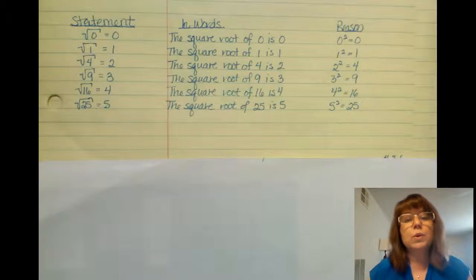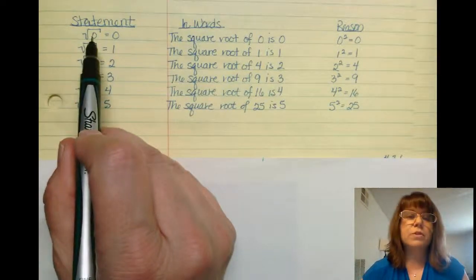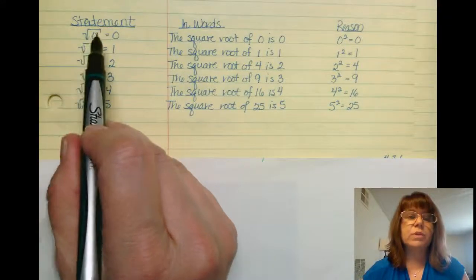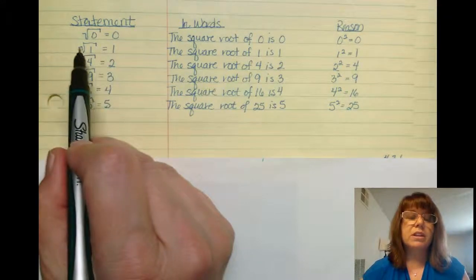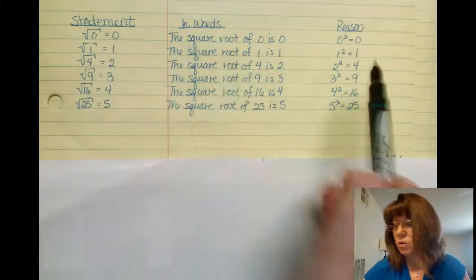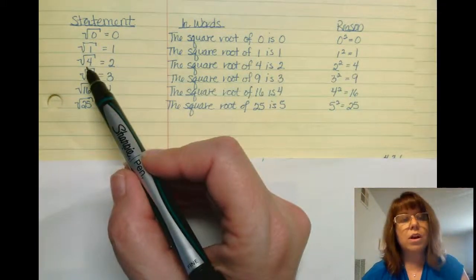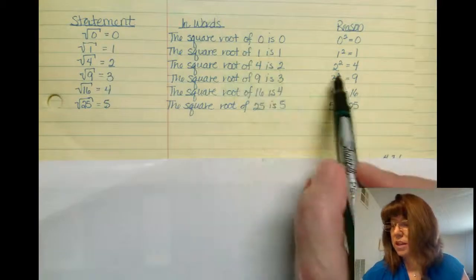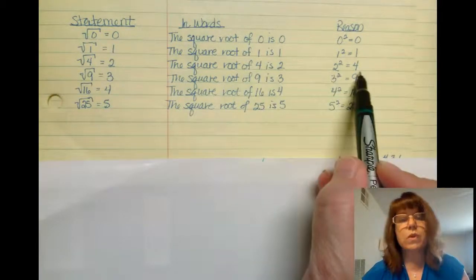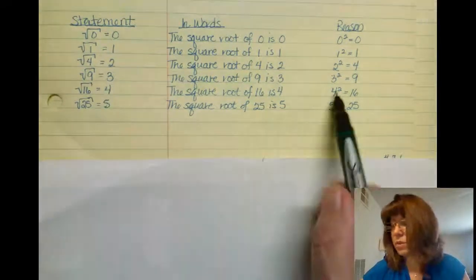Let's look at a few square roots. The square root of 0 is 0. Why? Because what's inside here is 0 times 0. So if we take 0 squared and then the square root, it's 0. The square root of 1 is 1, because 1 squared equals 1. The square root of 4 is 2, because 2 squared equals 4. The square root of 9 is 3, because 3 squared is 9.